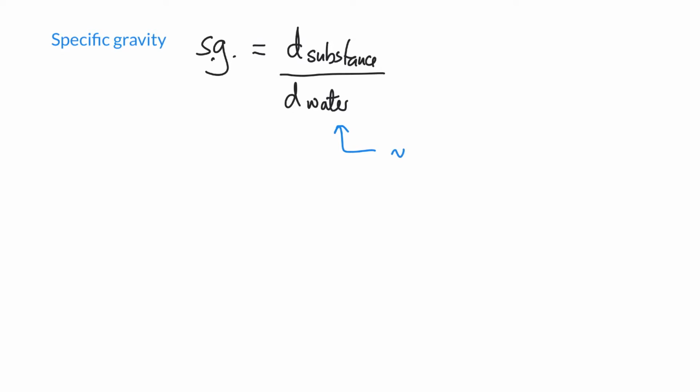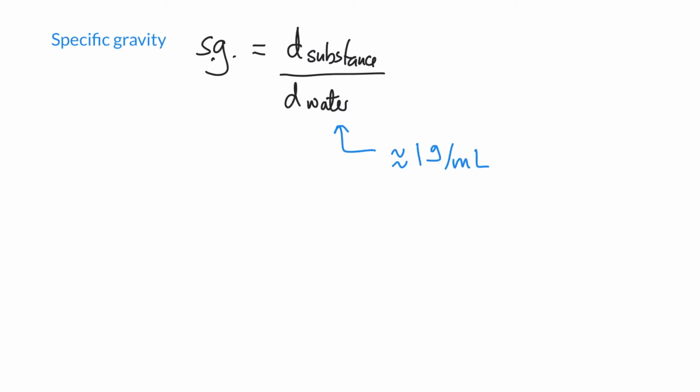We're going to talk about specific gravity. Specific gravity is a long word, so we're normally going to abbreviate it as SG. It is defined as the density of the substance divided by the density of water. And we saw in the last video that water has a density of almost exactly 1 gram per milliliter.